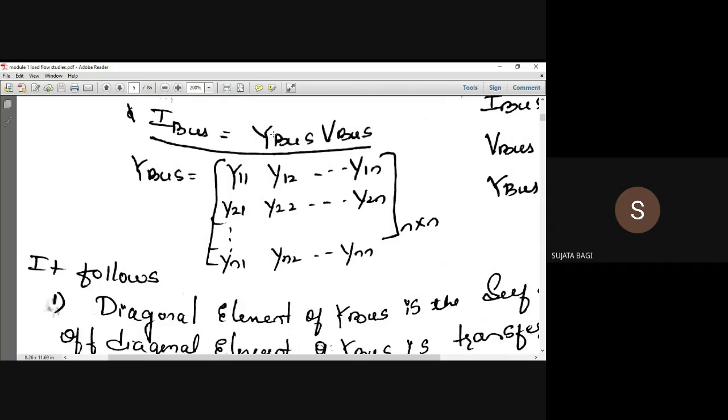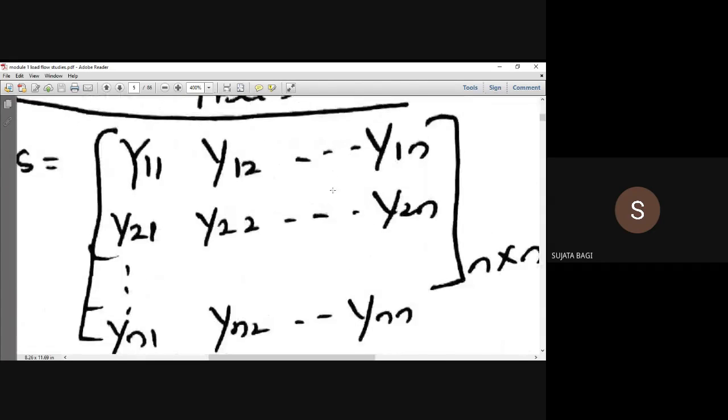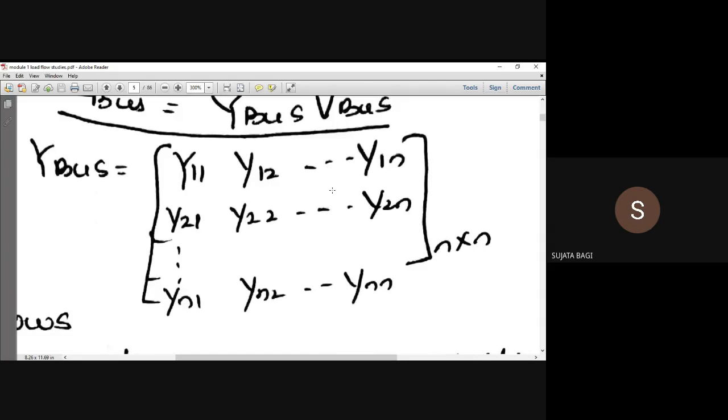I bus is equal to Y bus into V bus. So this is a matrix. This matrix, for a 4 bus system or 5 bus system, is 4 cross 4 or 5 cross 5, a square matrix. And in it we get diagonal elements and off-diagonal elements.